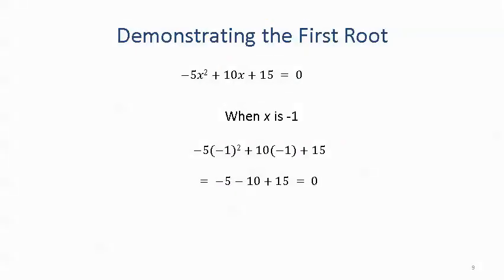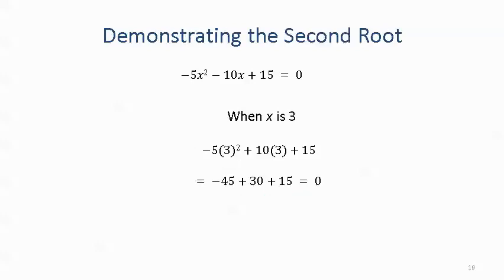So let's verify that. When x is minus 1, we take our equation minus 5x squared plus 10x plus 15, substitute a minus 1 in for x, and we have minus 5 times minus 1 squared plus 10 times minus 1 plus 15, and we find that minus 5 minus 10 plus 15 is equal to 0, just like we were expecting. Let's do the same thing when x is equal to 3. Minus 5 times 3 squared plus 10 times 3 plus 15, again, works out to 0.